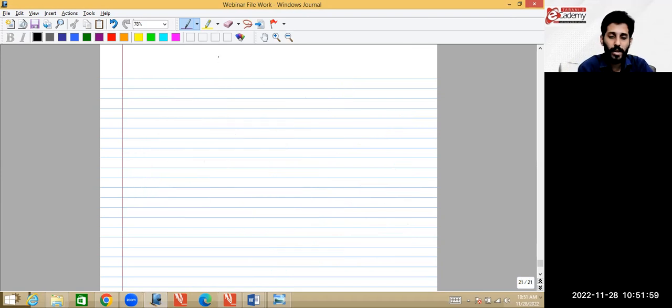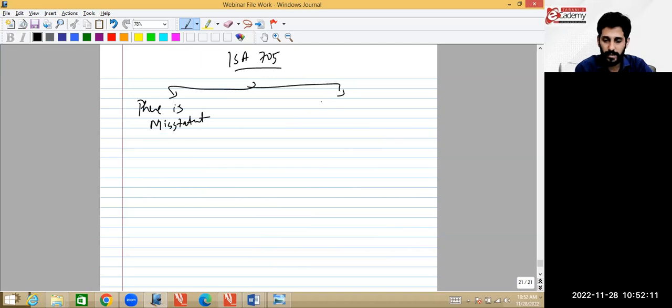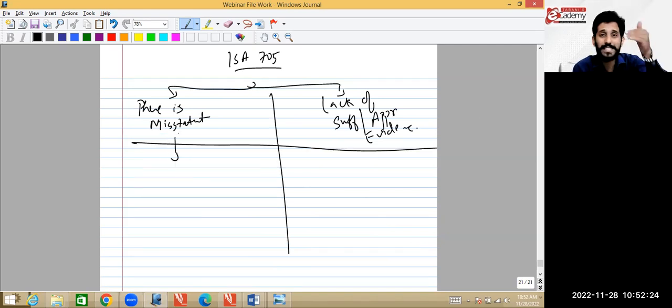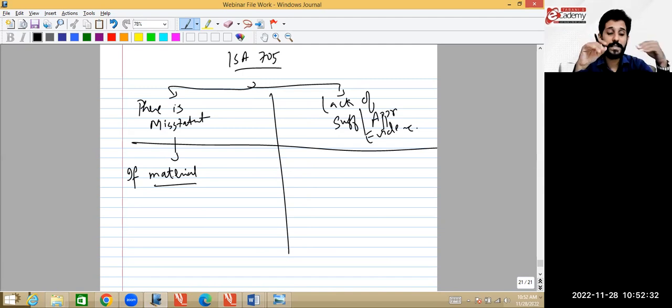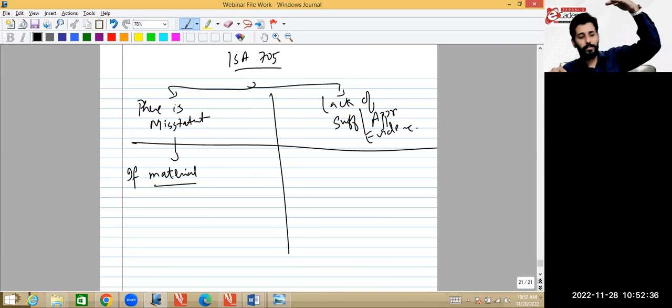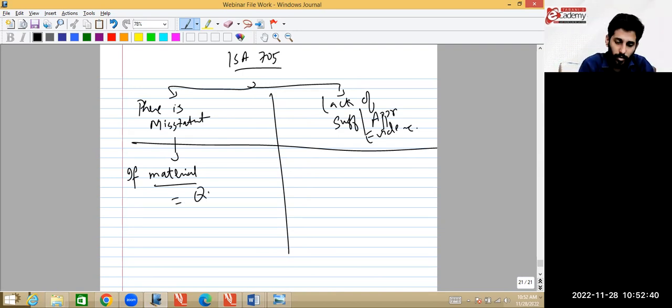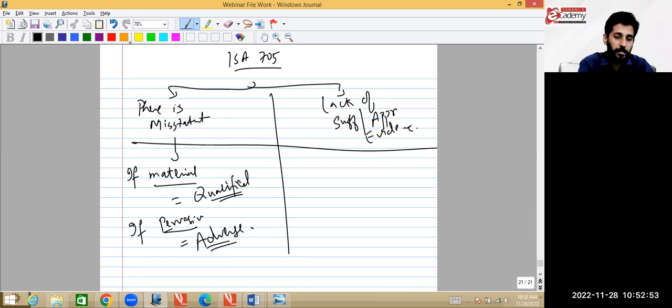And one more important thing. ISA 705 says that there are possibly two reasons: there is misstatement, and there is lack of sufficient and appropriate evidence. If there is misstatement and it is material, now you all know that there is the material level and another level, the pervasive level. Pervasive level is the extreme level, right? If it is material, then a qualified opinion shall be expressed. If it is pervasive, then an adverse opinion will be expressed. If there is a misstatement of material level, then qualified; pervasive level, then adverse.